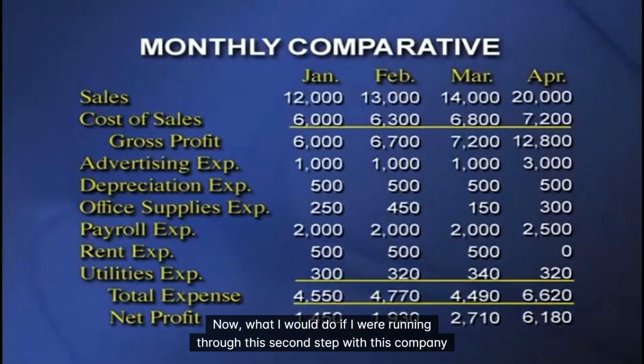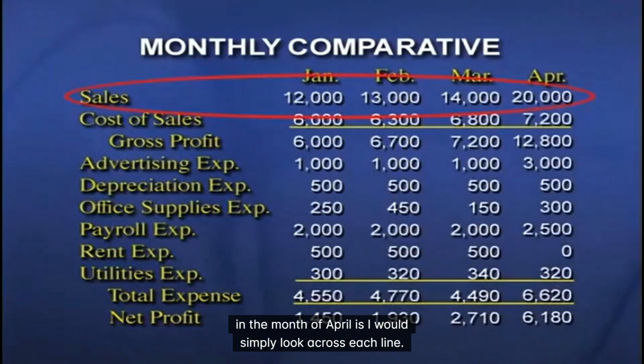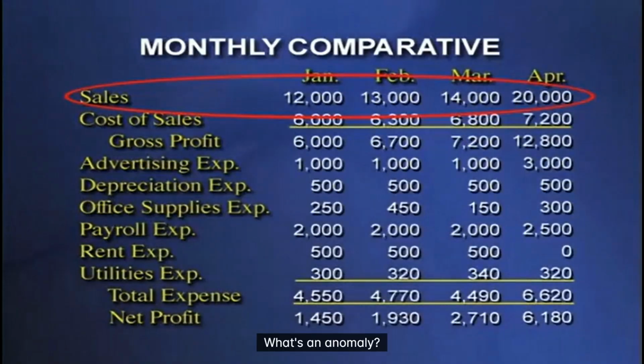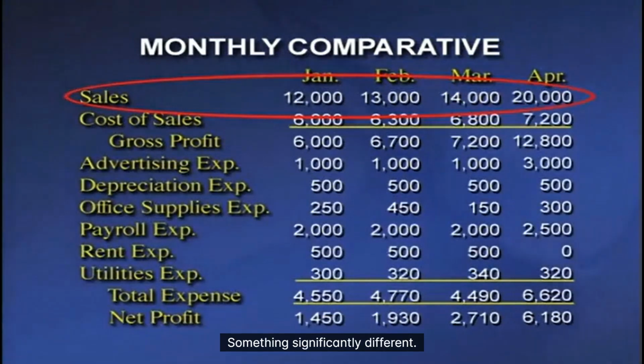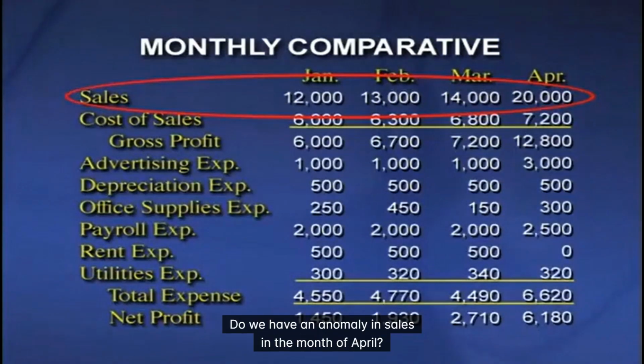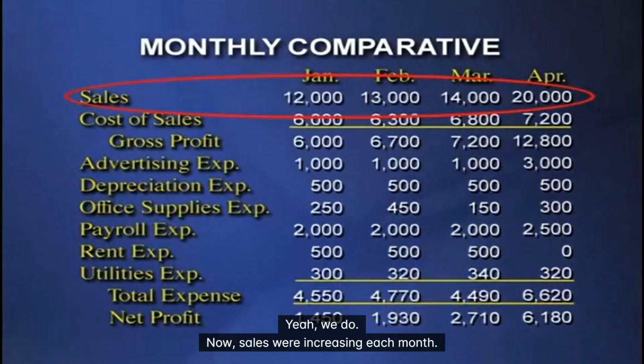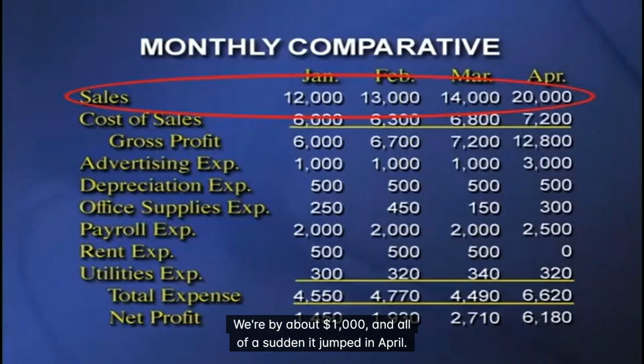Now, what I would do if I were running through this second step with this company in the month of April is I would simply look across each line. What's an anomaly? An anomaly is something different from the norm, right? Something significantly different. Do we have an anomaly in sales in the month of April? Yeah, we do. Now, sales were increasing each month. We were up by about $1,000, and all of a sudden it jumped in April.